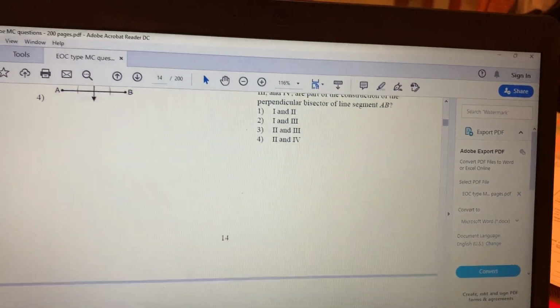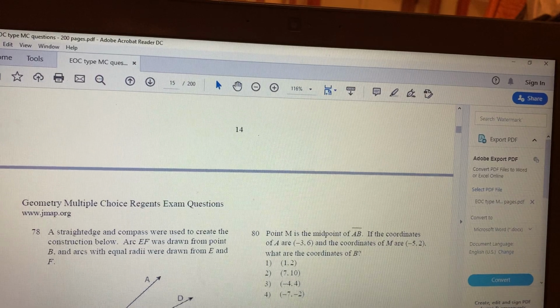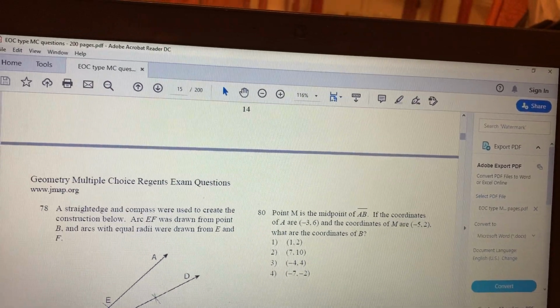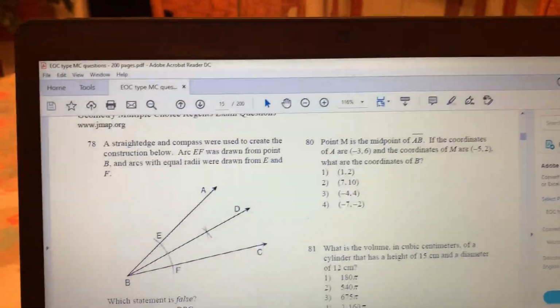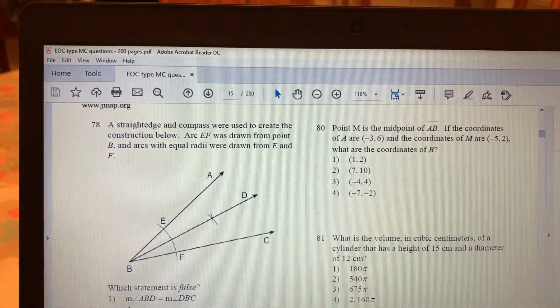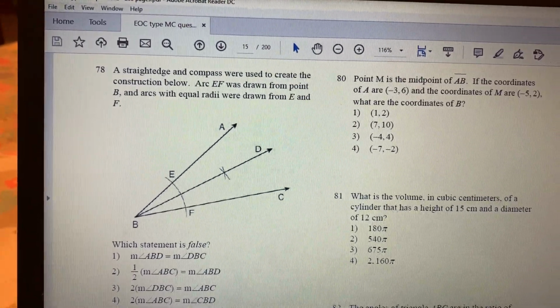Okay. All right. So that's it for page 14. Wanted to do that a little quicker than I did, but we're on to page 15 now. All right. A straight edge and a compass, so it's another construction. Okay. Straight edge and a compass were used to create the construction below.